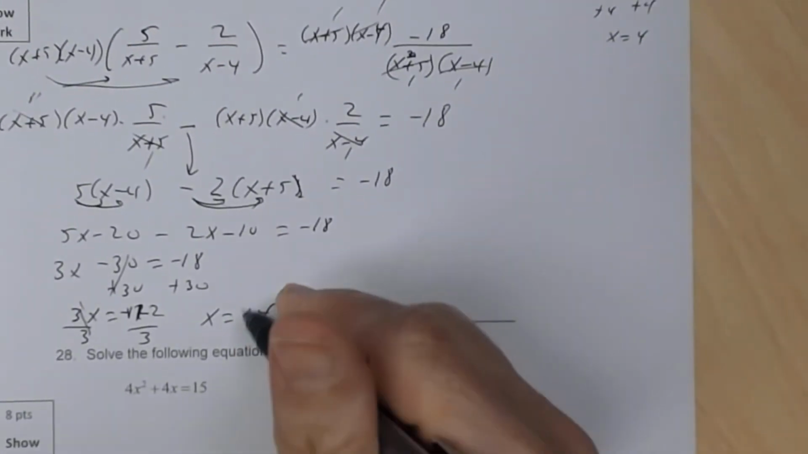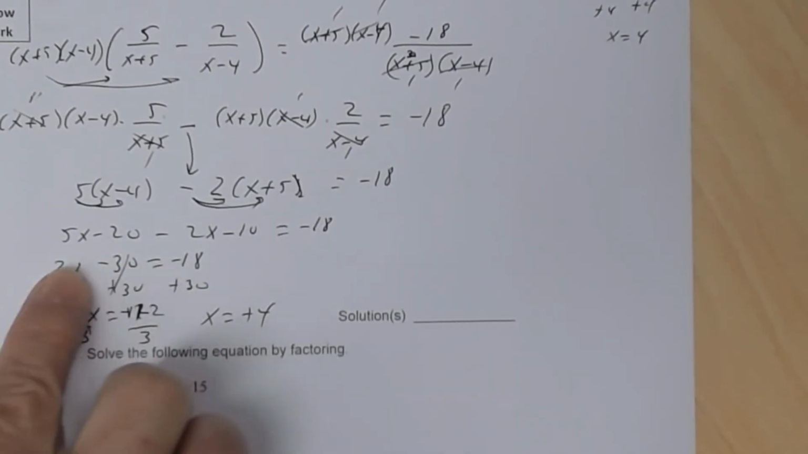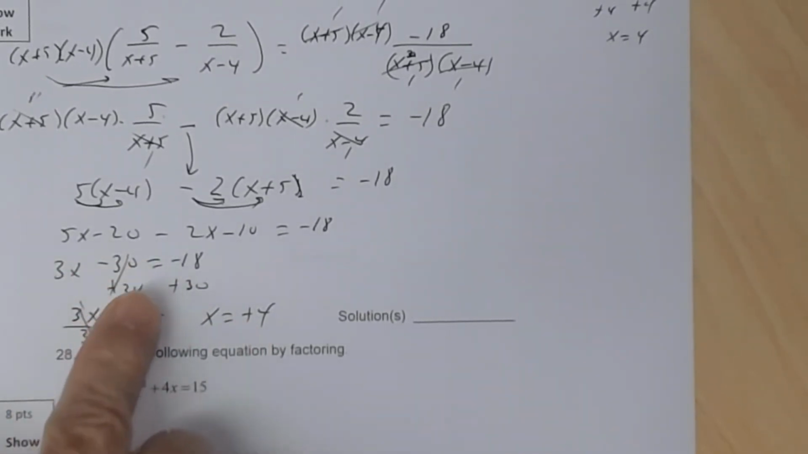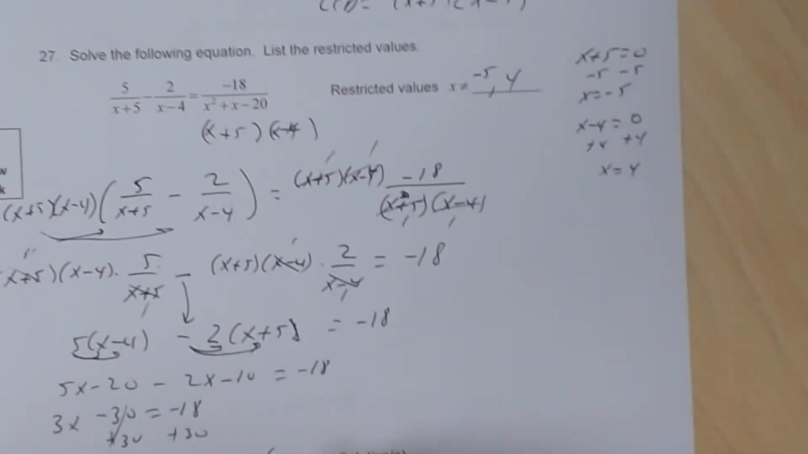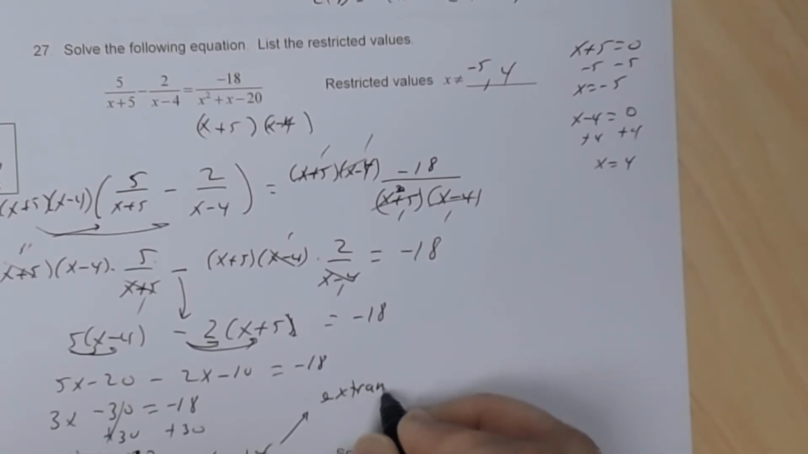So remember, you may say, well, 4 is a solution because when I solved for x, I got 4. Yes, 4 is a solution to this linear equation, but 4 is not a solution to the rational equation. So remember, that's called an extraneous root. An extraneous root, extraneous solution.